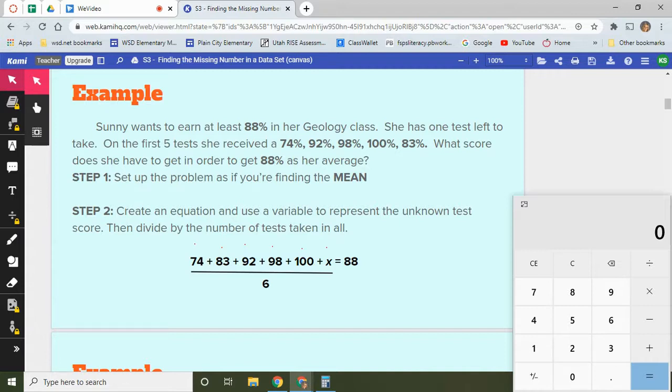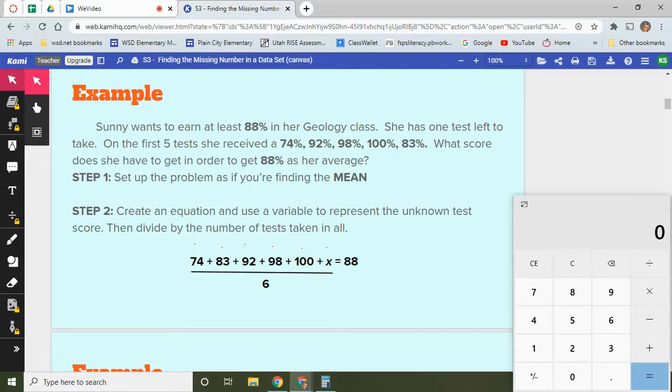So it says, Sunny wants to earn at least 88% in her geology class. She has one test left to take. On the first 5 tests, she received a 74%, 92%, 98%, 100%, and 83%. What score does she have to get on the one she's going to take in order to get 88% as her average? Remember, average and mean are the same thing.